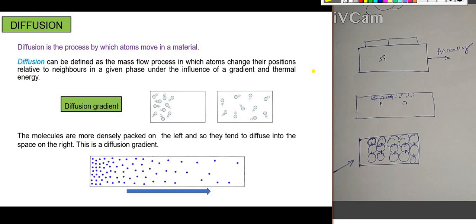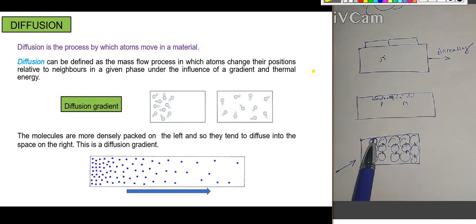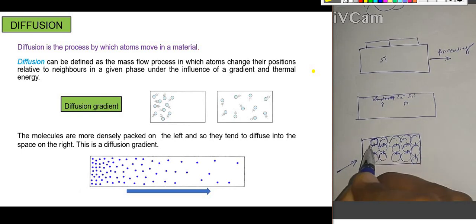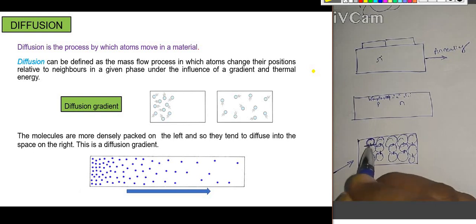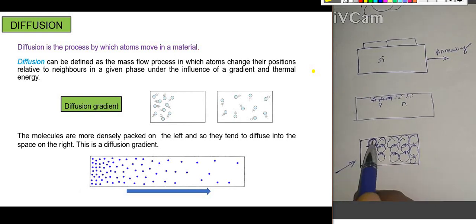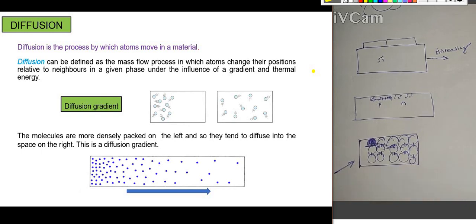Okay, so by the increase in temperature, the atoms will be in a higher energy state. They will vibrate with a high amplitude. And at the same time, some atoms will break the bond with the adjacent atoms, and they move from one position to another position.